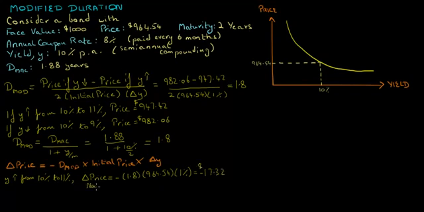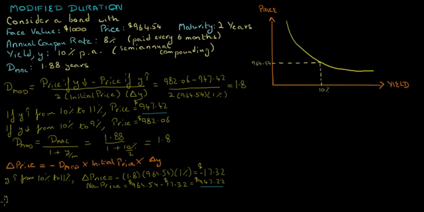And this equals negative $17.32. So the new price of the bond equals original price of $964.54 minus $17.32, which equals $947.22. This new price, estimated using modified duration, is slightly less than the actual new price when yield is 11%. But as we can see, modified duration does a fairly good job at approximating the price change.